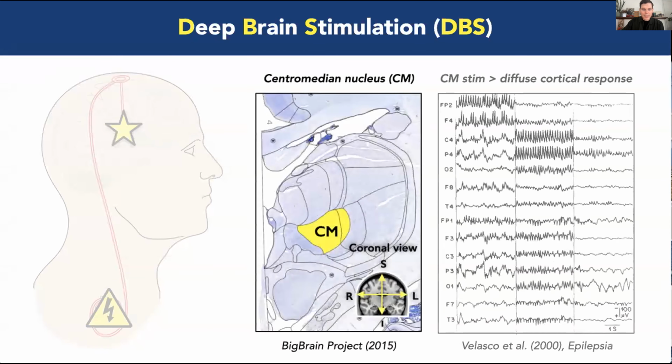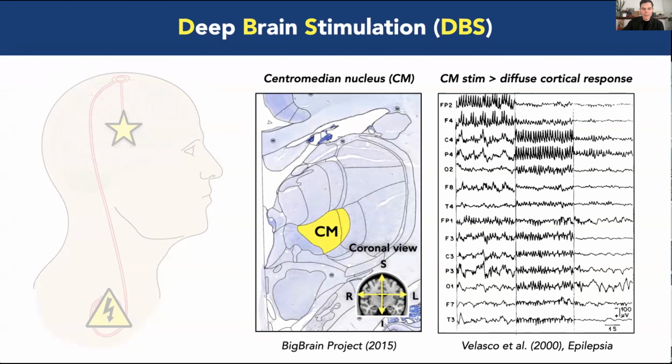One of the key parts of DBS is choosing the right target. In the thalamus, there's a nucleus called the centromedian nucleus, or CM, which has several interesting features that make it a potentially attractive target for this kind of epilepsy. One of these features is an apparent ability to modulate diffuse cortical excitability.